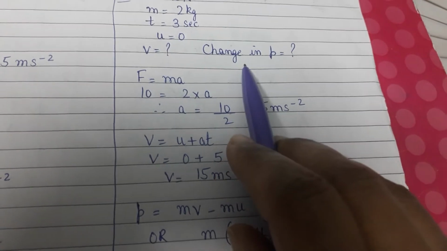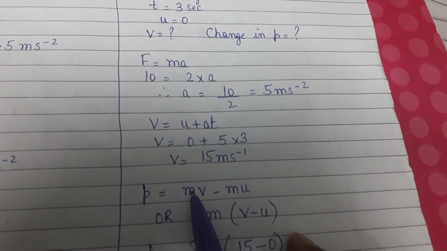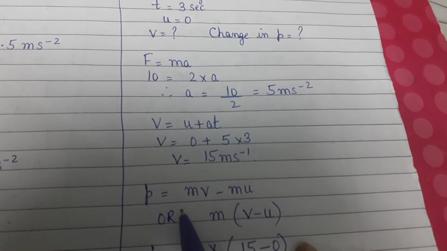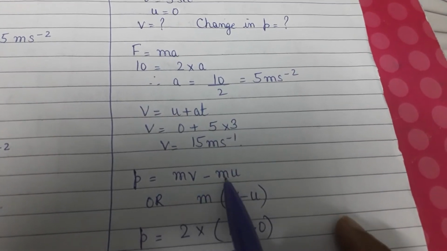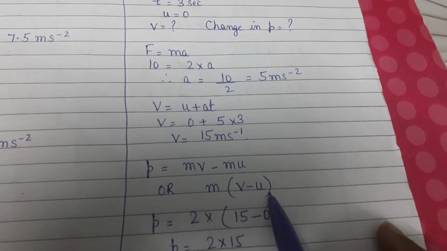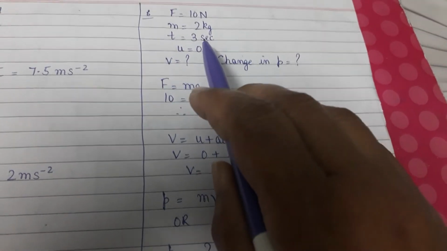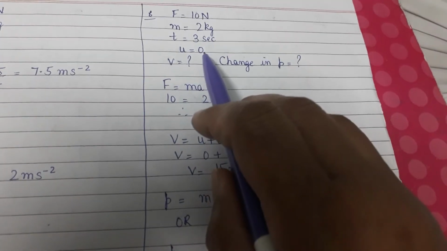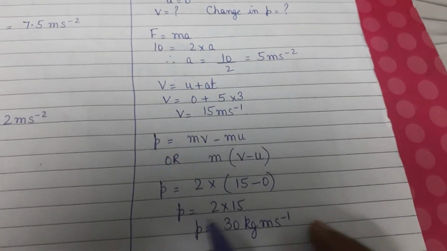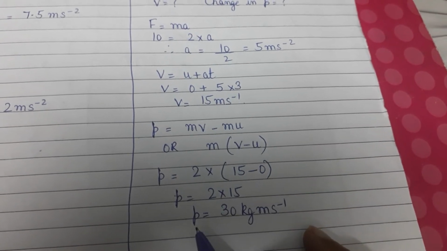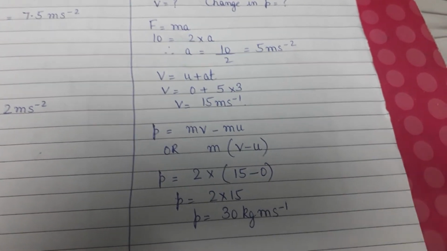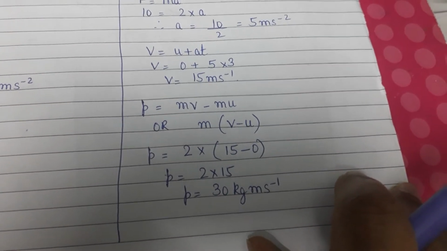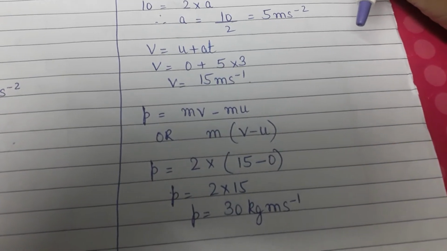Now, the change in momentum is final momentum, that is mv, minus initial momentum, that is mu. That is the change in momentum. So, we can take out m common. It is m(v minus u). Let's put the values. The value of m is 2, the value of v is 15 and the value of u is 0. When we calculate, the answer of change in momentum is 30 and the unit, you know, children, very well, kg meter per second. That is the SI unit for momentum, right?